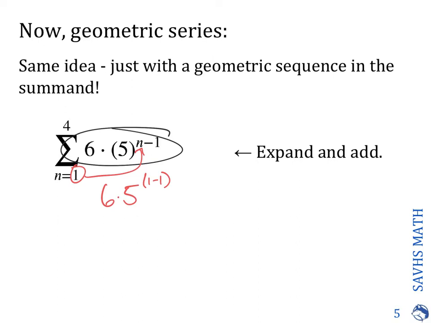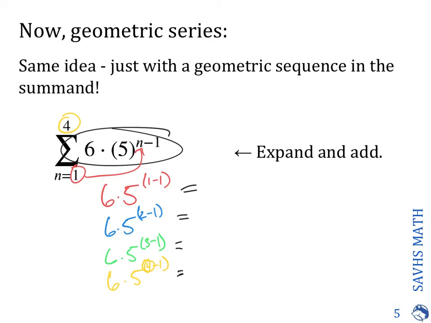Then we'll do 6 times 5 to the 2 minus 1. 6 times 5 to the 3 minus 1. And then lastly, 6 times 5 to the 4 minus 1. I know to stop because my upper bound now is the same as this number there. So I have to figure out what each of these are worth. This is where it's important that you are careful about putting in your calculator. Don't do the 6 times 5 first because the exponent is on the 5 and not on the 6. And so you can't do the 6 first.